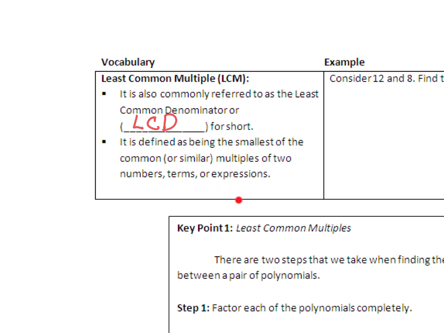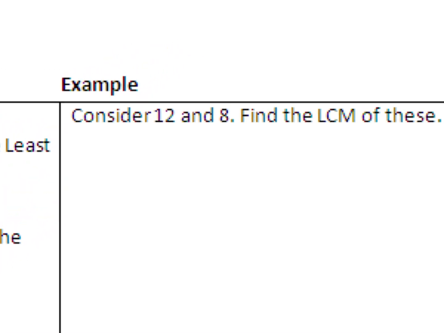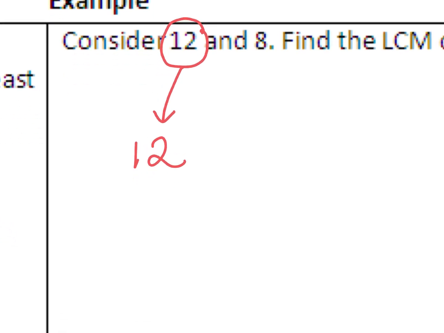It's defined as being the smallest of two common or similar multiples of two numbers, terms, or, as we're going to work on, expressions. Okay, so the throwback I'm going to ask you to think about with regard to finding the LCM or LCD is this thing called a factor tree. Do you remember making factor trees? Like if we had to make a factor tree for 12. Do you remember doing that? The first thing you had to do was think of any old number that goes evenly into 12.